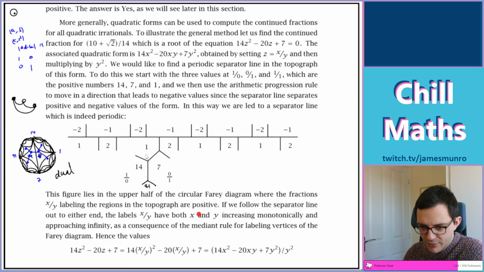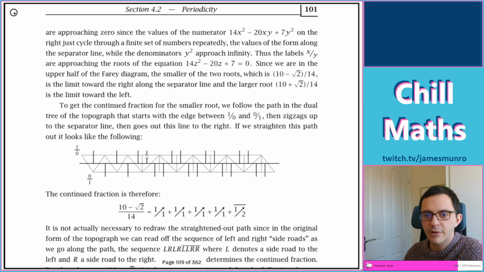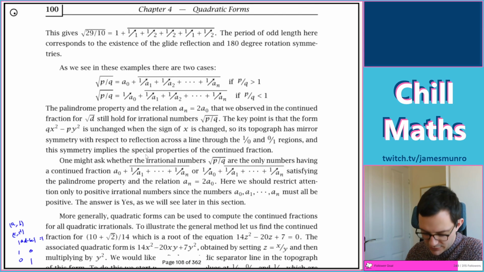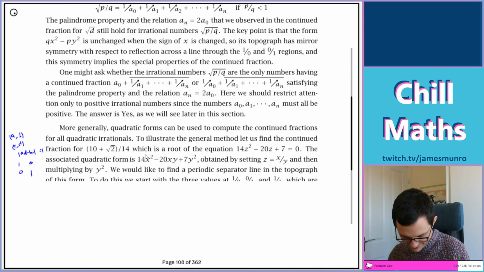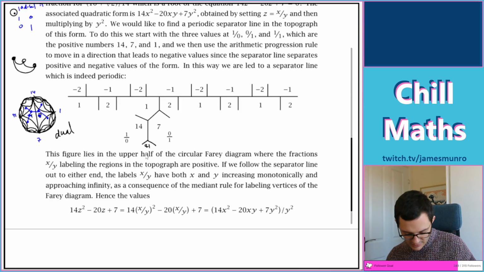The labels have both x and y increasing monotonically and approaching infinity as a consequence. Hence the values like this and the other one are approaching 0 since the values of the numerator on the right just cycle through a finite set of numbers repeatedly. Oh my goodness, right, okay. Tell me that again. Hence the values.